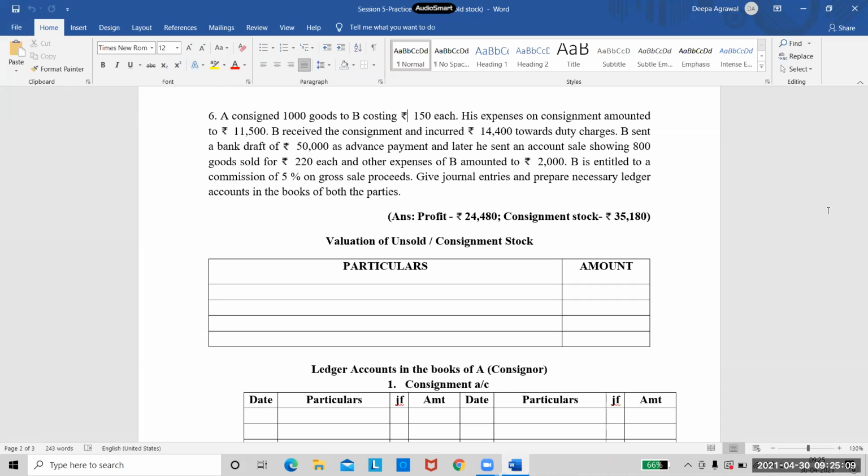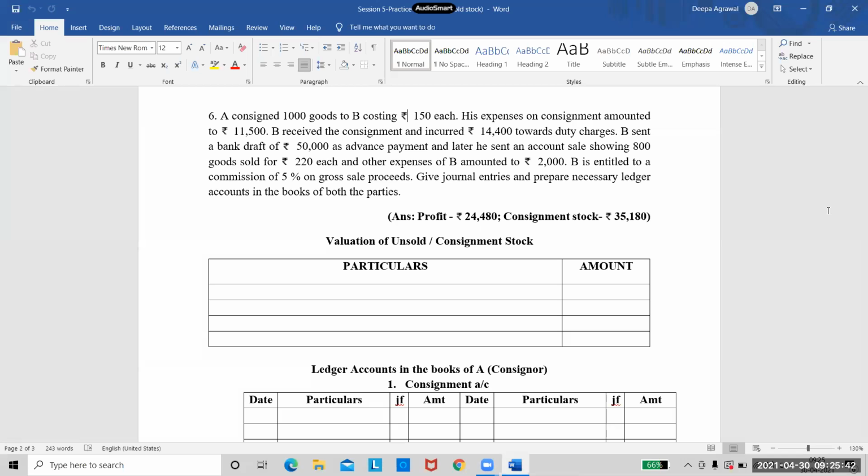See the question on the screen. A consigned 1000 goods to B, costing rupees 150 each. So A is the consignor, B is the consignee. Goods sent on consignment here are 1000 goods at the rate of rupees 150 each. So we will multiply and we will get the value of goods sent on consignment. His expenses on consignment amounted to rupees 11,500. So these are the expenses of the consignor, 11,500.